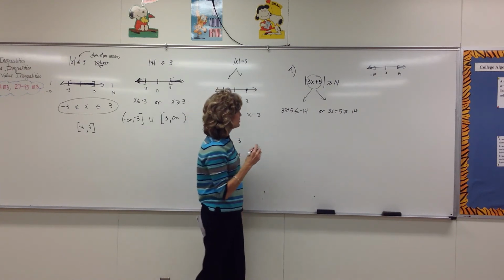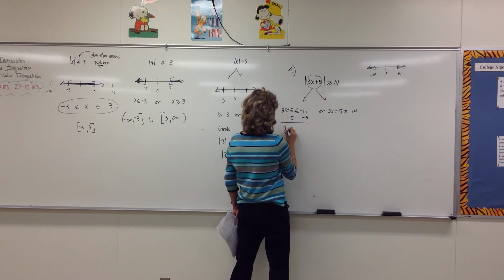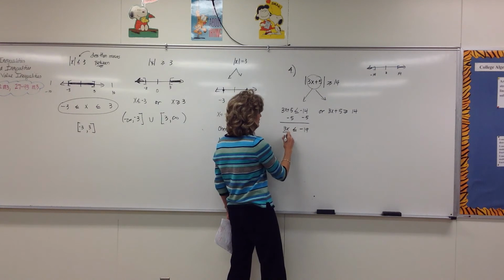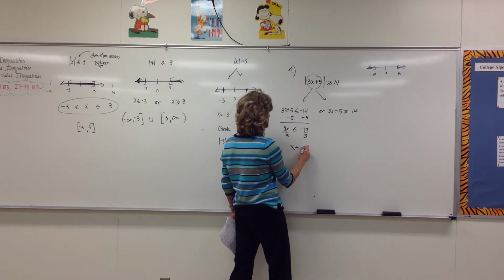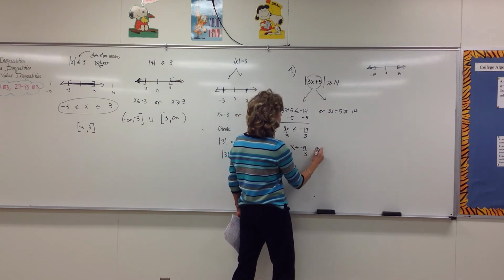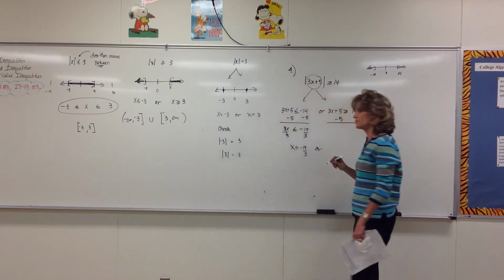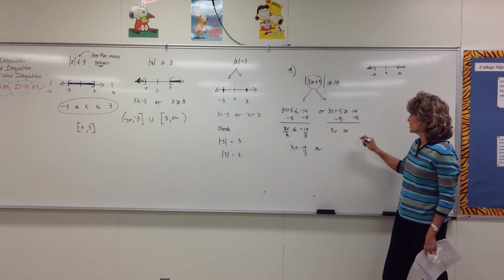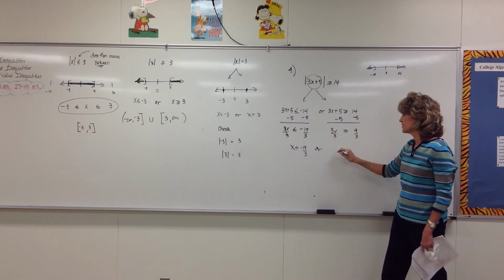We have to solve this in pieces. So if we subtract 5 from both sides, 3x is less than or equal to -19. Divide both sides by 3. X is less than or equal to -19 thirds. Or, solve the other one, subtract 5 from both sides, and 3x is greater than or equal to 9. And divide both sides by 3. X is greater than or equal to 3.